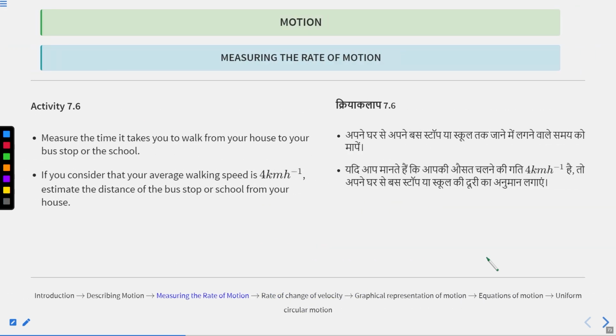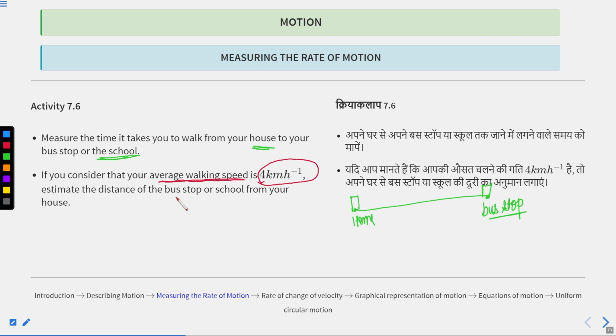Now let's do one activity. I hope the concept of velocity and average velocity is clear to you. Now let's understand it more deeply through an activity. This activity says: measure the time it takes you to walk from your house to your bus stop or the school. If you consider that your average walking speed is 4 km per hour, estimate the distance of the bus stop or school from your house.